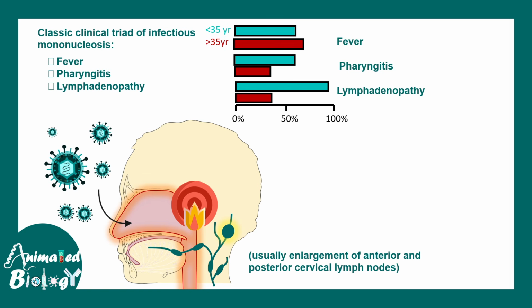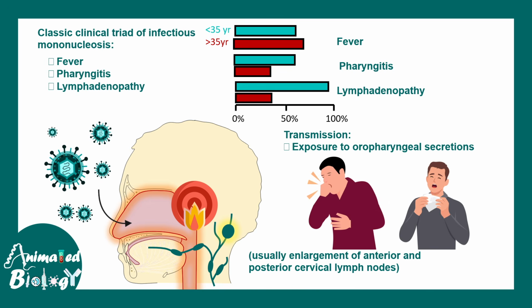The propensity and the magnitude of these symptoms are different in different age groups. People under 35 and over 35 years show heterogeneity in terms of these symptoms. But overall, these are the important clinical symptoms. As we spoke previously, transmission happens via oropharyngeal secretion, not only by kissing, but also coughing and sneezing. These secretions can affect the individual next to you. So it's quite contagious.